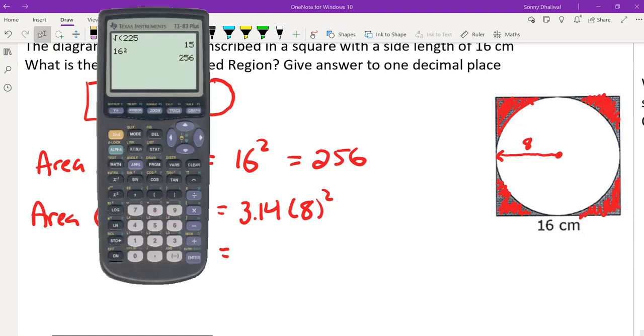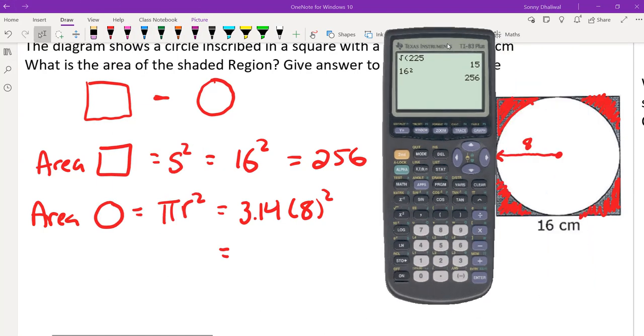Right? So this is the hardest calculation. Make sure you can do it. So I did pi times 8 squared. What? The pi button? Oh, I found it. Yeah. Or 3.14. You'll notice that the answers are going to be slightly different. So make sure you can do this on your calculator, right?